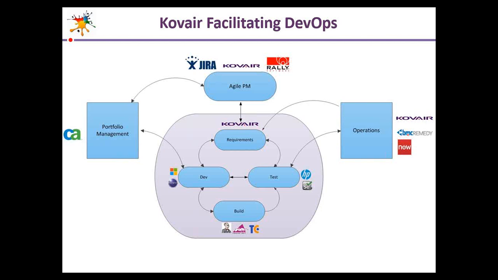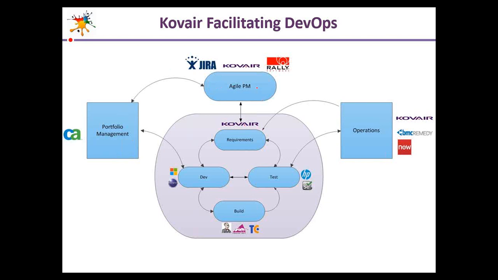So now let us consider this scenario of DevOps. On one side, we have a PPM tool called, let's say, Clarity. And on the operations side, let's say we can have tools like Kovair, BMC Remedy, or ServiceNow. And the development gets done by following Agile, which can be followed in Jira or Kovair or Rally. So now what happens is, whenever a portfolio item gets created at Clarity, it comes to Agile for the respective development.